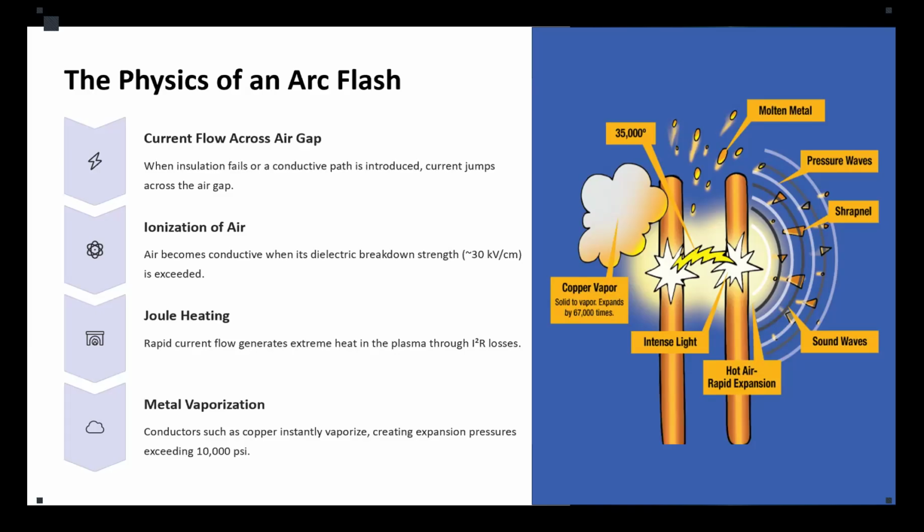Now, rapid current flow, as we said, generates extreme heat in that plasma, which is basically the I squared R losses. This is the same aspect of power in Ohm's law and power losses in any type of resistance. Now, as that current flows through the plasma, it introduces heat by Joule heating, which we can calculate by a specific equation.